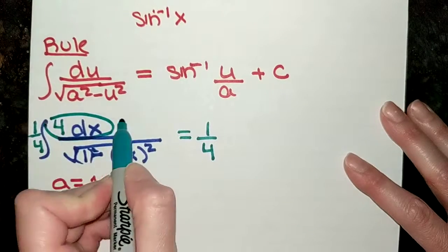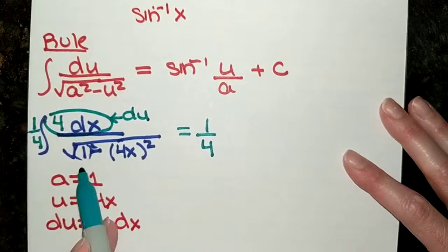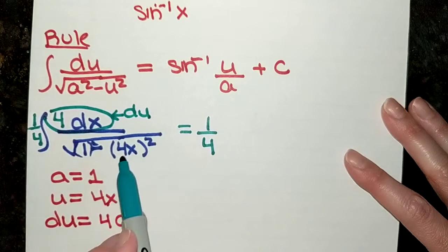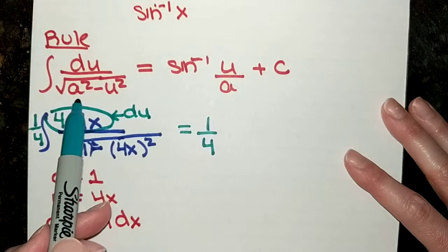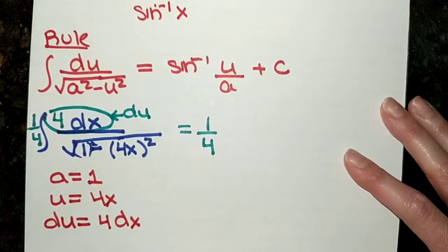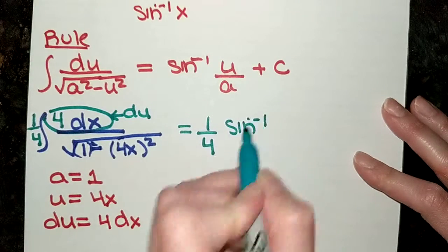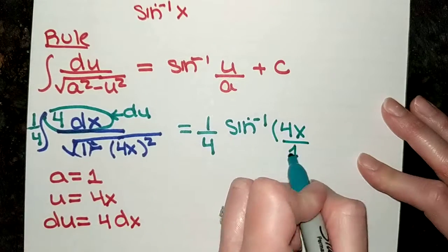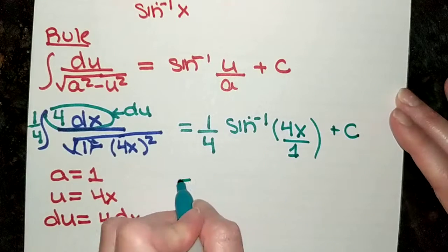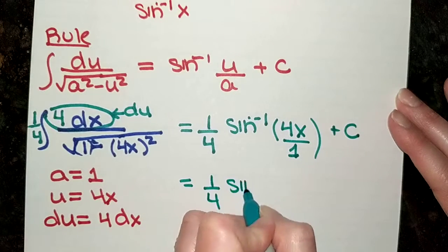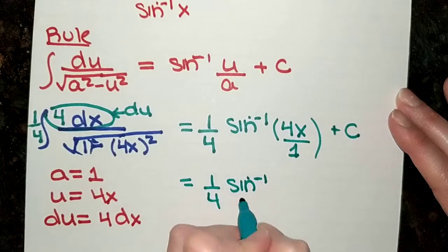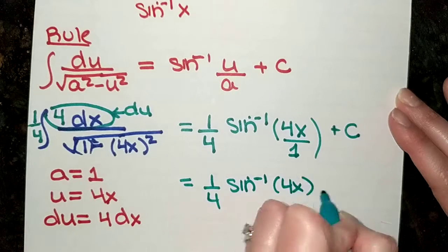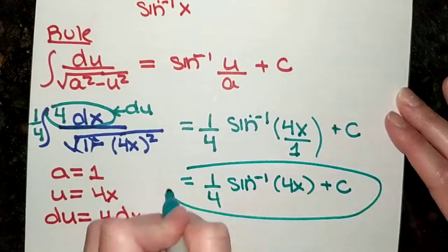This 4 dx is your du, and then the square root of 1 minus 16x squared is exactly that denominator. So now you can put in your sine inverse and then your u of 4x over your a of 1 plus c. And of course you won't put the 1 in the denominator, you'll just say it's 1/4 sine inverse of 4x plus c as your final answer.